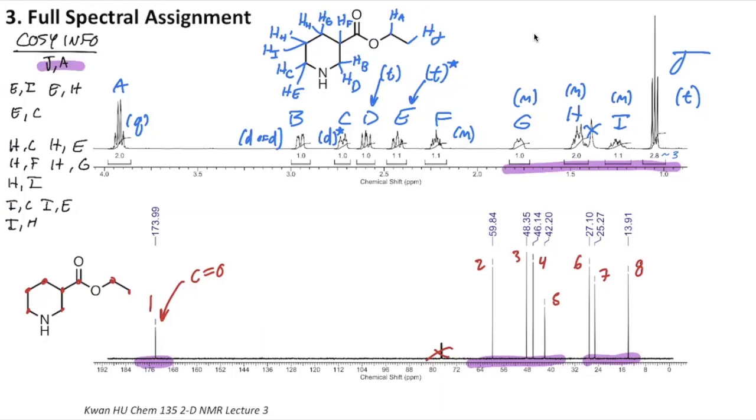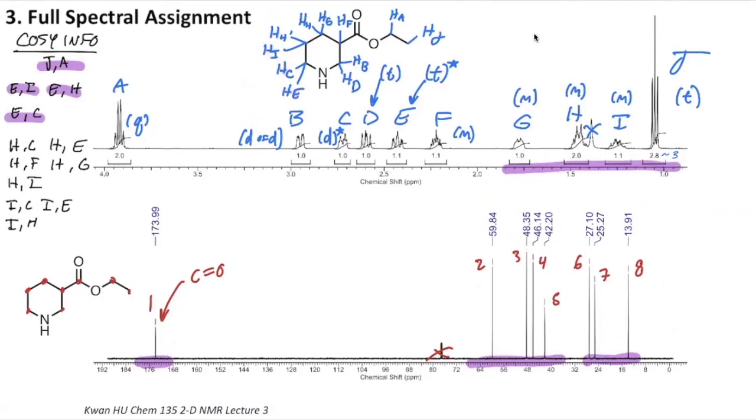Let's move on to E. We said that one we weren't sure about, of these ones that are sort of close to the nitrogen. So let's check our correlations there. We knew already that C correlates to E. That's our geminal coupling. We feel pretty good about that. Check. E also correlates to H. In this case, it's H prime, but that's okay. And E correlates to I. I think those all check out.